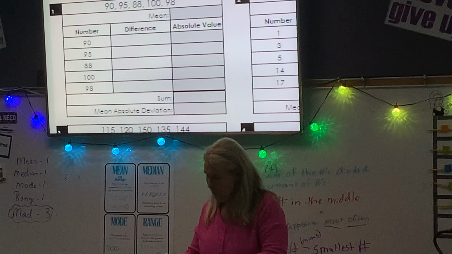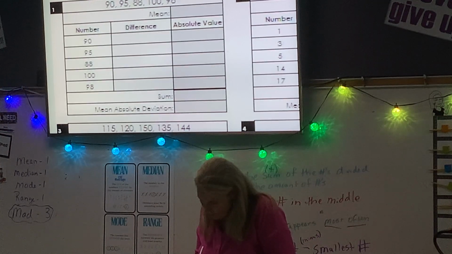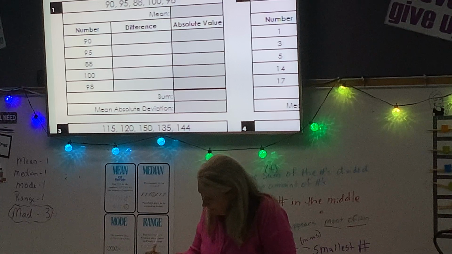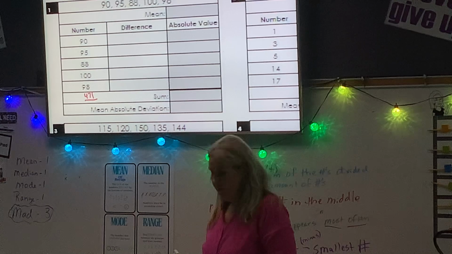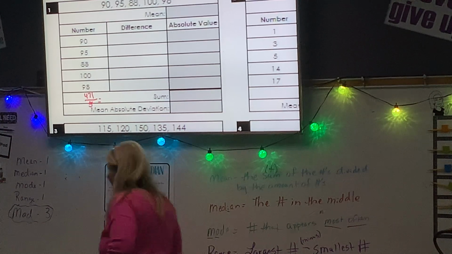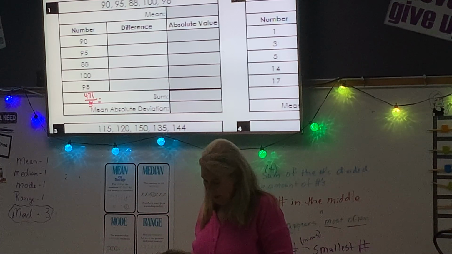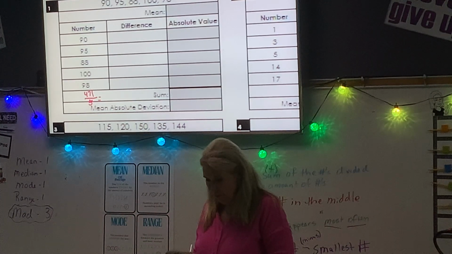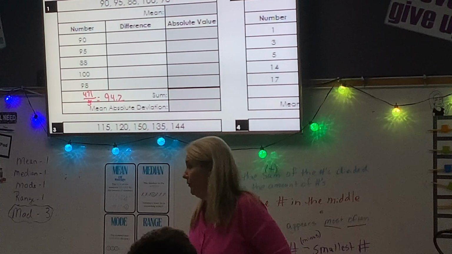What did you get when you added it up? Perfect, 471. How many numbers do I have? 5. So to take the mean, I add and divide by however many numbers I have. And how many? I have 5 numbers, and what did you get when you divide? 94.2. Now, you cannot round.